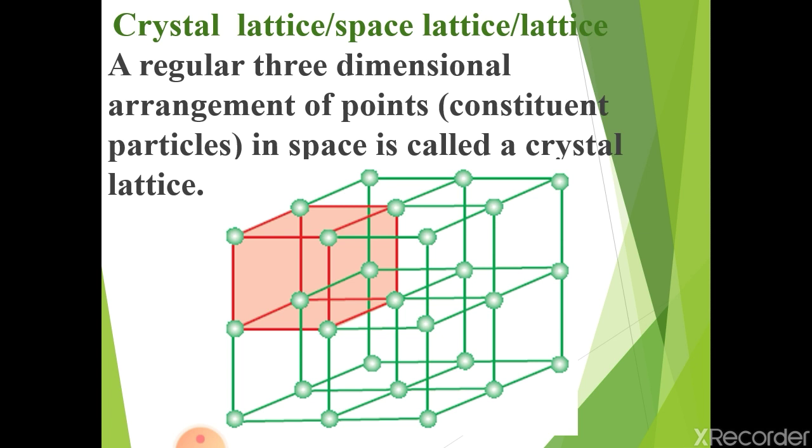Now focus on the diagram. All the green spheres indicate one constituent particle. In that big cube, one small cube is shown to you. This small cube is known as unit cell and the entire lattice is known as crystal lattice.